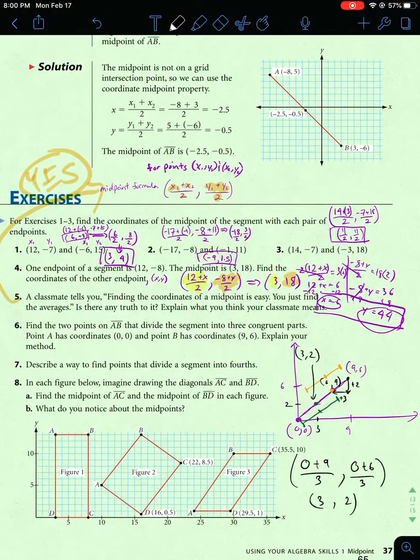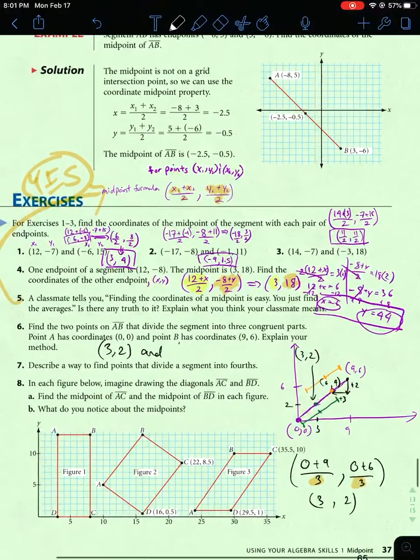Explain my method. So I used a graph to sketch it. I used some change in y's and change in x's. The main idea now is, because we have to trisect the segment or cut it into 3 parts, it's dividing by 3 instead of by 2. So our 2 points for number 6 are 3, 2 and 6, 4.